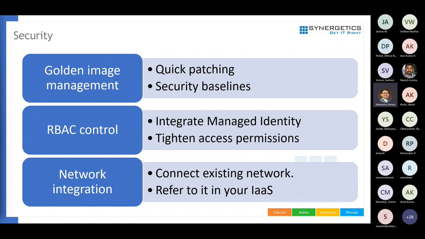These images already have compliance and security already set. What you just have to do is, based on those golden images, add your own packages, add your own application configuration, and get ready. They offer quick patching. They provide a security baseline. Your golden images will be patched, meaning all the required security updates, important updates will be installed by the vendor itself. Provides you better RBAC control. If you want, you can tighten the access permissions to your images or to your VMs. You can also integrate it with managed identity.